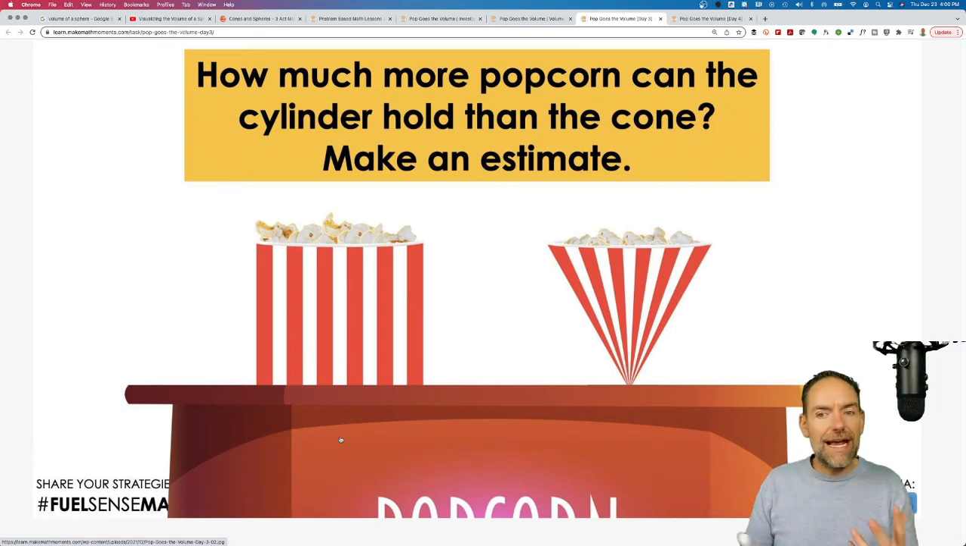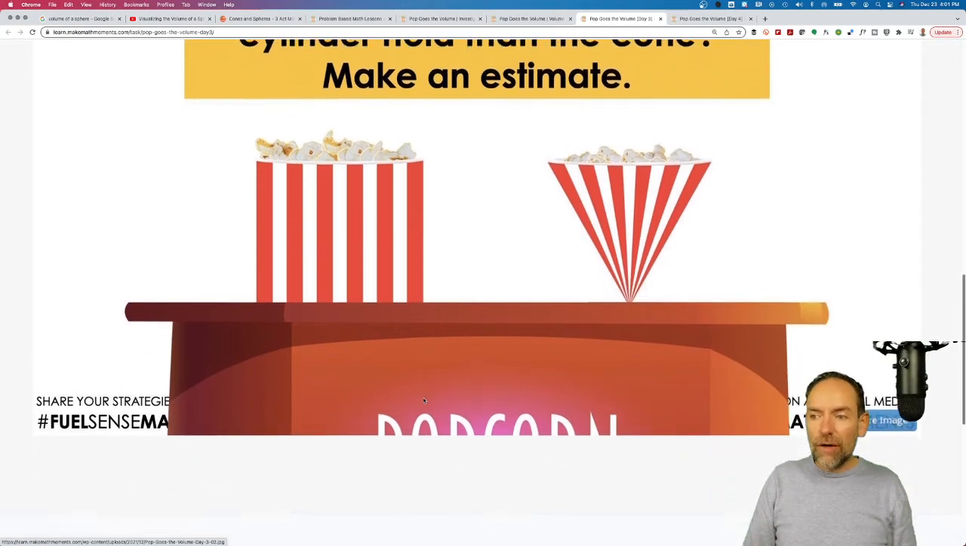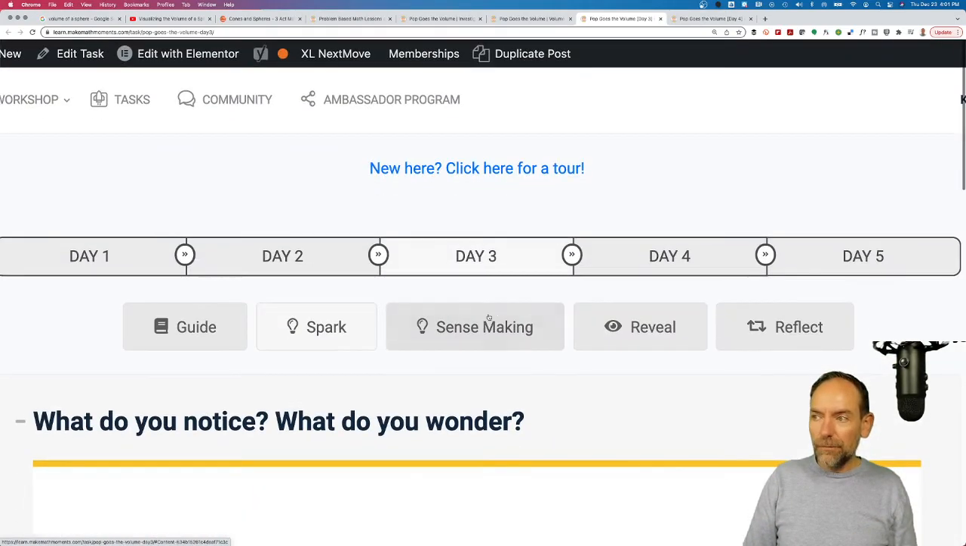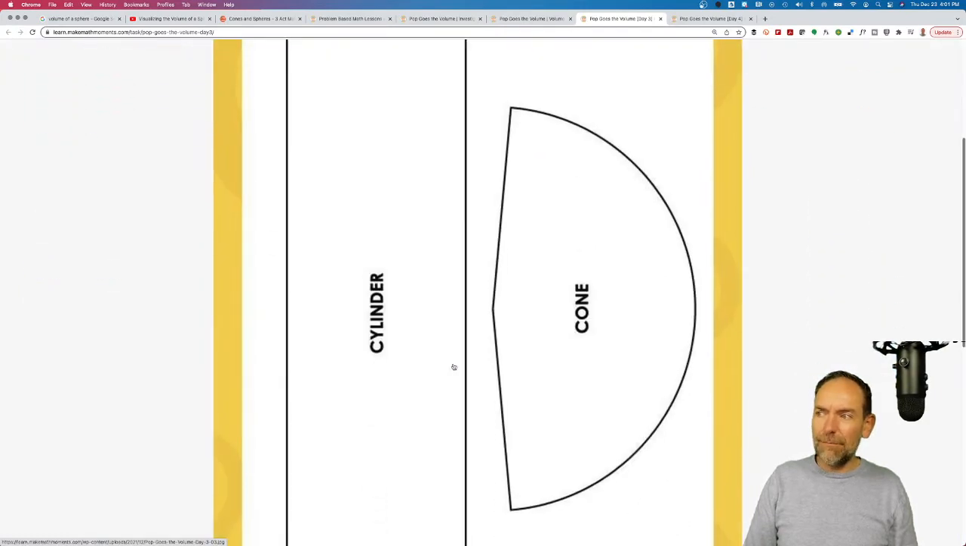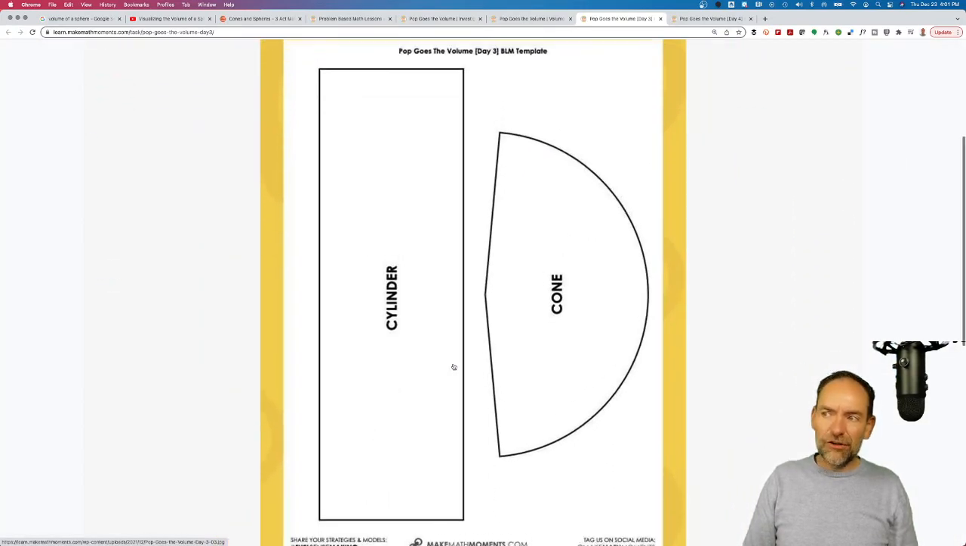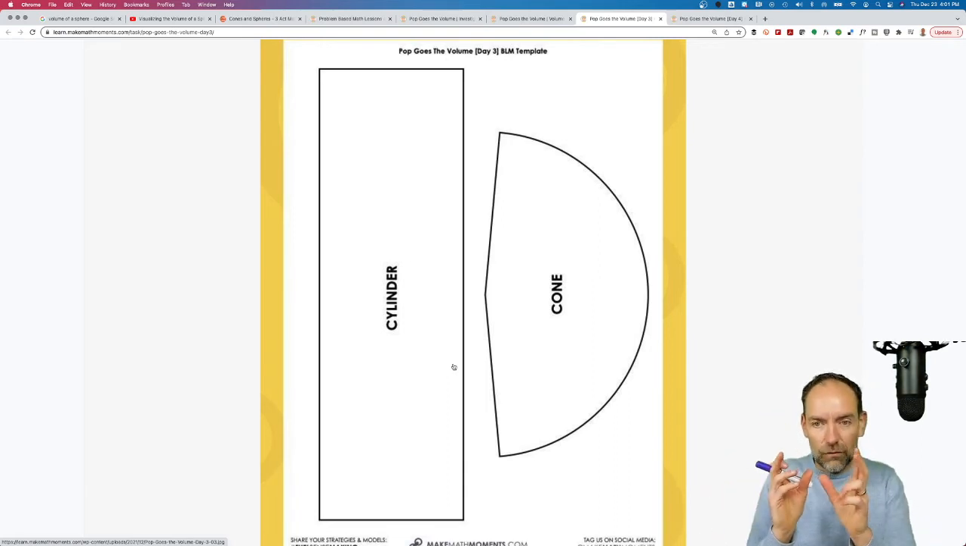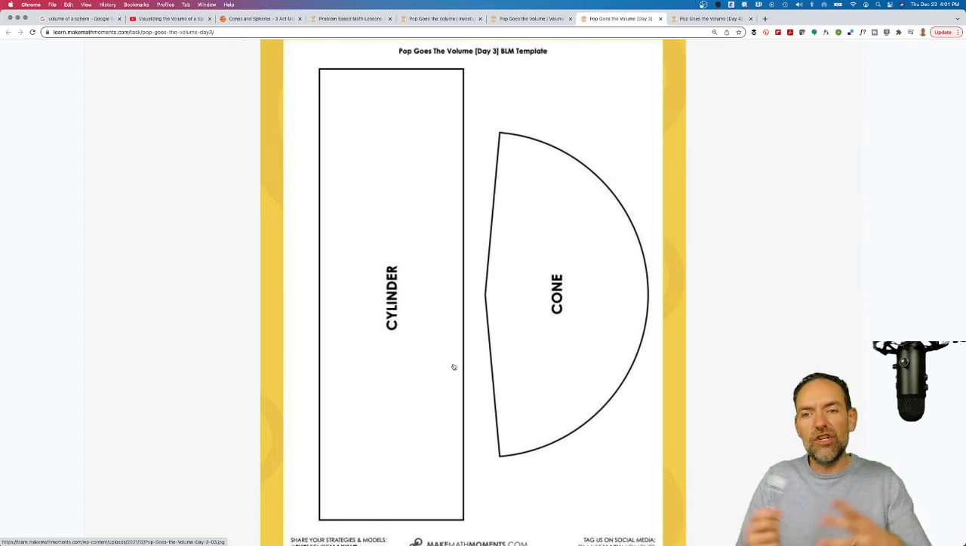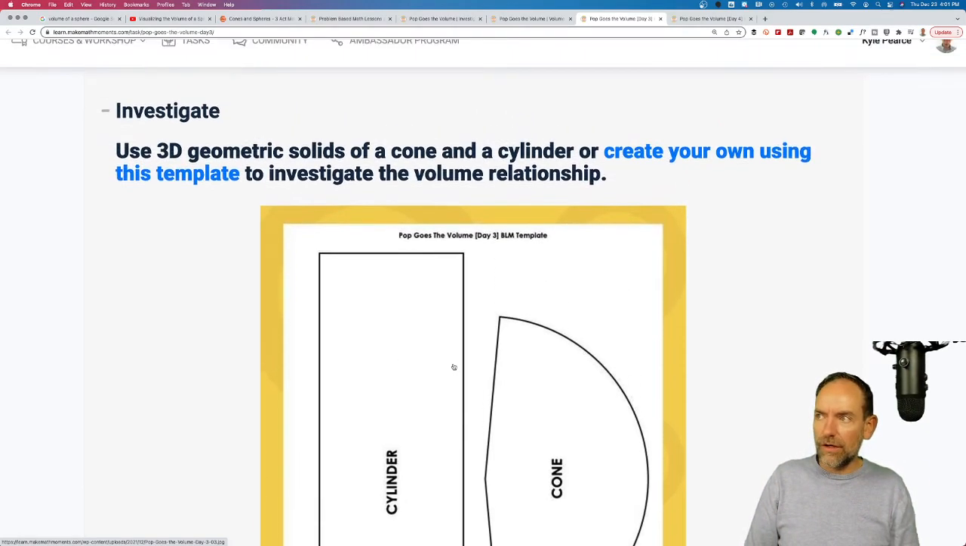And you get students to estimate, and then you give them solids, or you allow them to actually craft or create solids on their own. You'll notice here we give them a template where we have a cylinder and a cone where they'll have the exact same height and radius for the cone and the cylinder, so that they can make a comparison. They can fill it, they can do all kinds of things, or maybe you have geometric solids that you can let them explore in your classroom.